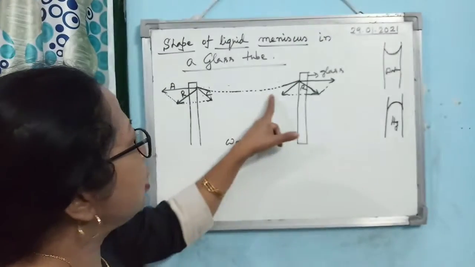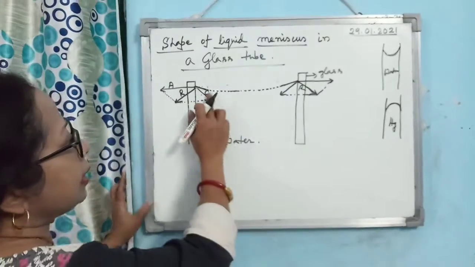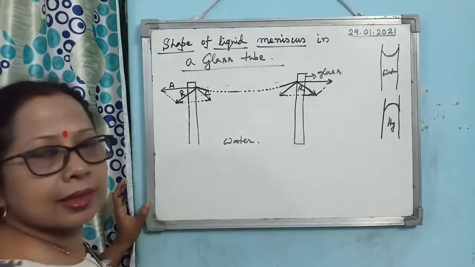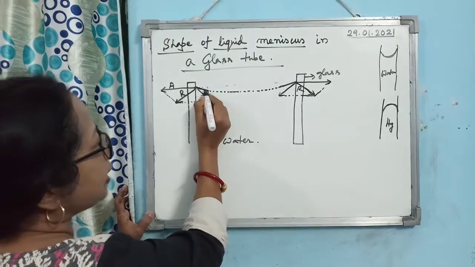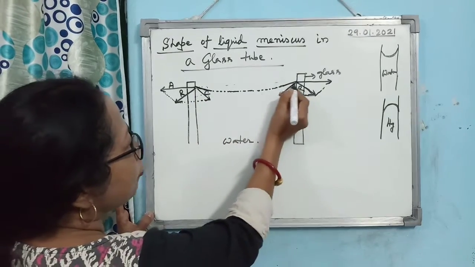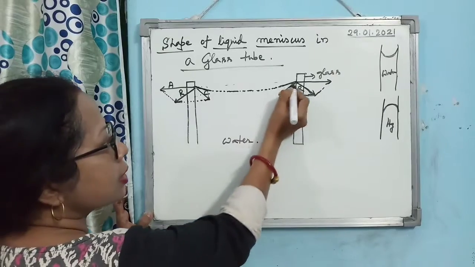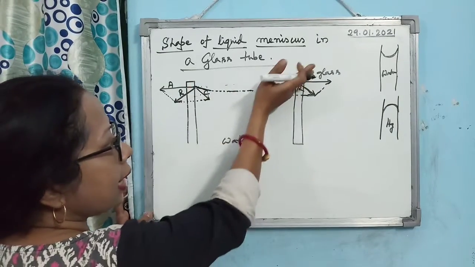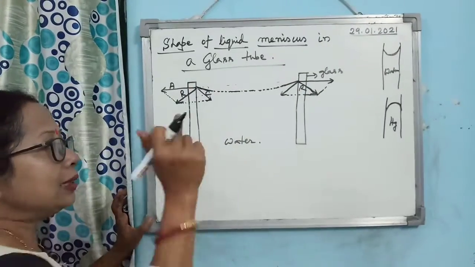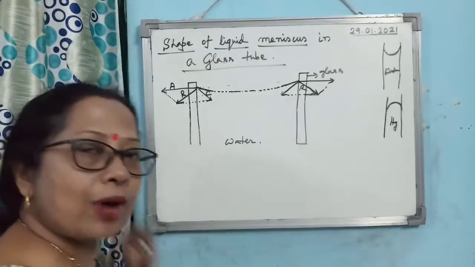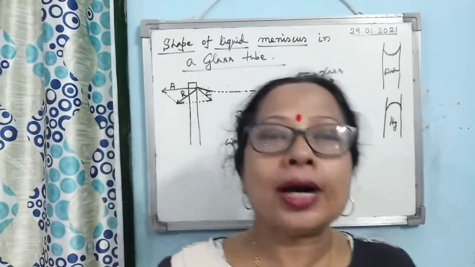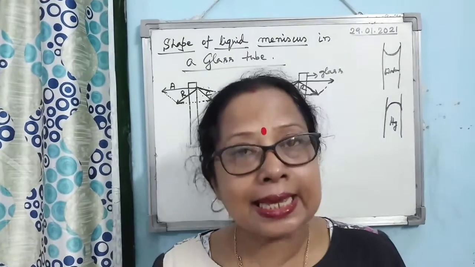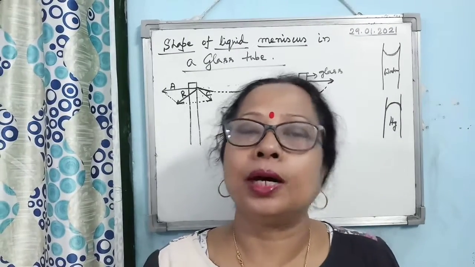So for them, what is happening? They will maintain their same line, isn't it? Same shape. So you see what is the resultant? This is the free surface of the liquid. How is it looking? It is concave upward. So this is the reason why the meniscus of water in glass is concave upward.